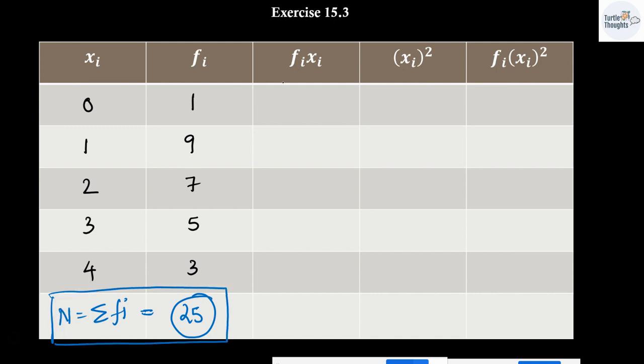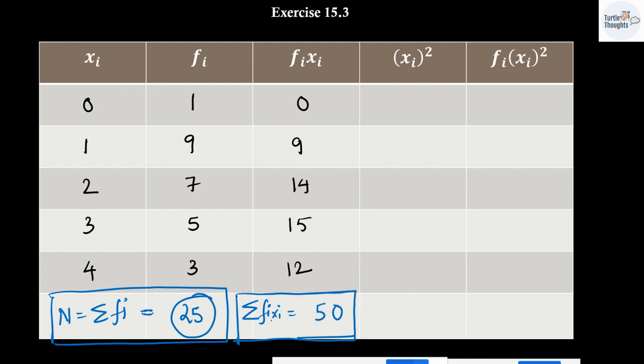Moving on, fi multiplied by xi. 0 multiplied by 1 is 0, 1 multiplied by 9 is 9, 2 multiplied by 7 is 14, 3 multiplied by 5 is 15, 4 multiplied by 3 is going to be 12. Upon adding all this, I will be getting the value of summation of fi xi as 50. This is going to be the value of summation of fi xi.